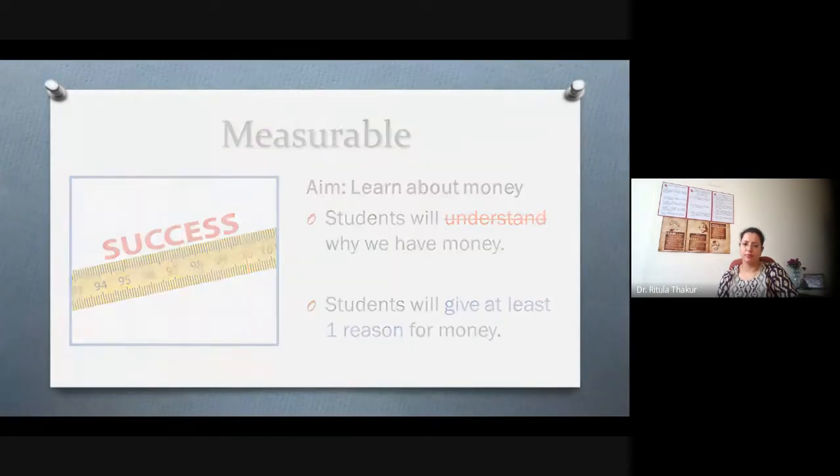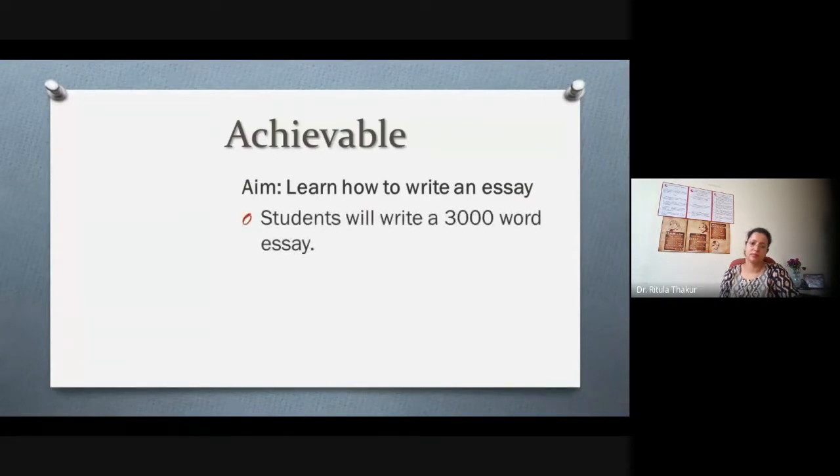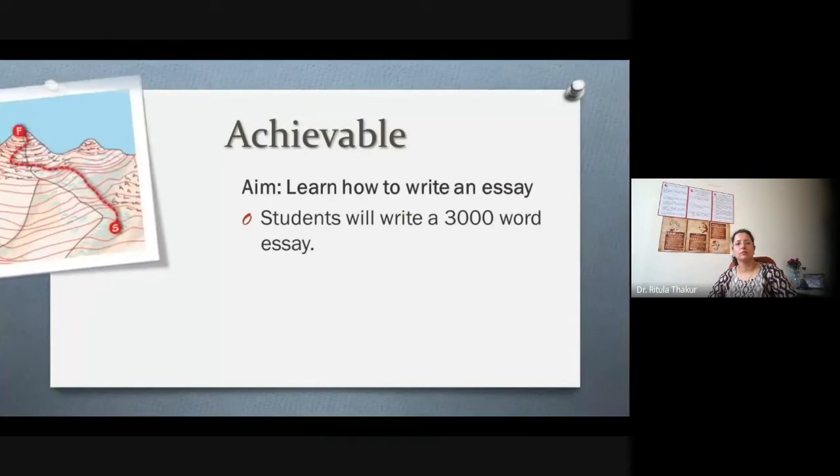Next, we need to make our objectives achievable. If we were trying to teach students how to write an essay, we could say that students will write a 3,000-word essay. This definitely would help them to learn how to write an essay, but it's like climbing a mountain in one go.